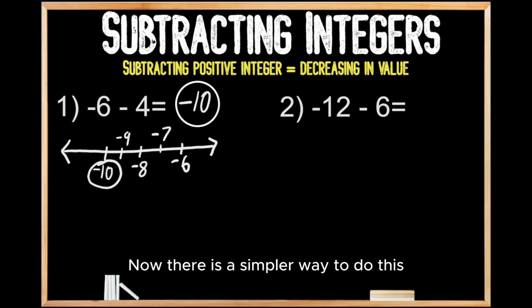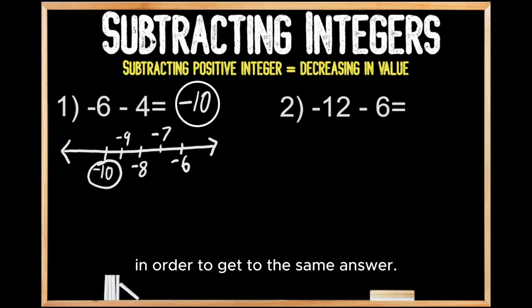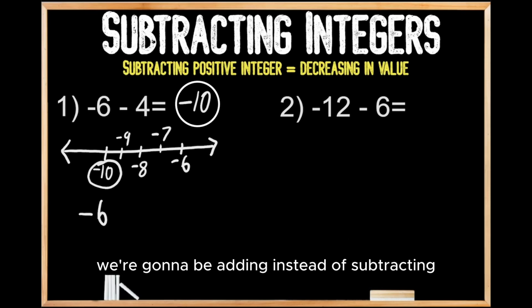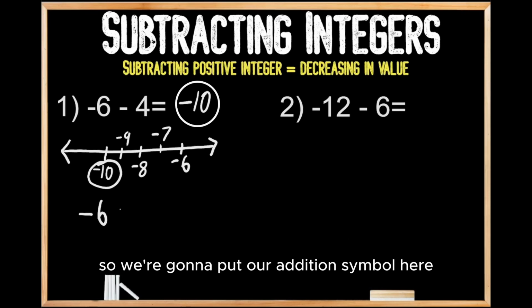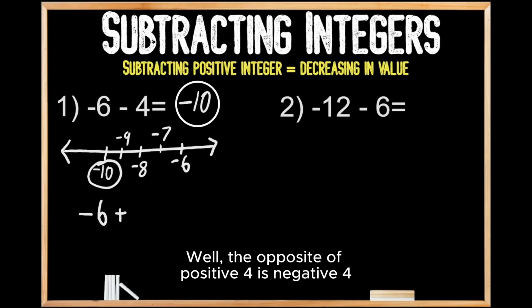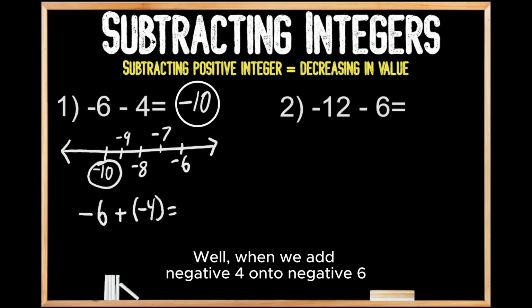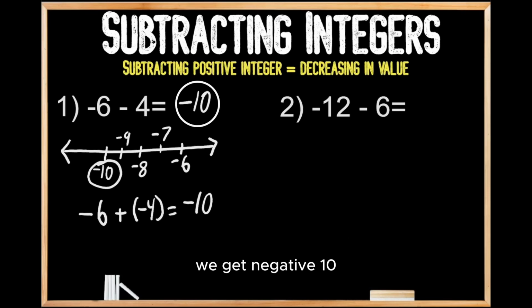Now there is a simpler way to do this, and what we're going to do is actually just add the opposite in order to get to the same answer. So let's rewrite this problem. We have negative 6, and then this time we're going to be adding instead of subtracting. So we're going to put our addition symbol here, and then what's the opposite of positive 4? Well, the opposite of positive 4 is negative 4. So we're going to be adding negative 4 onto our negative 6. Well, when we add negative 4 onto negative 6, we get negative 10, just like we did when we worked through this problem using the number line.